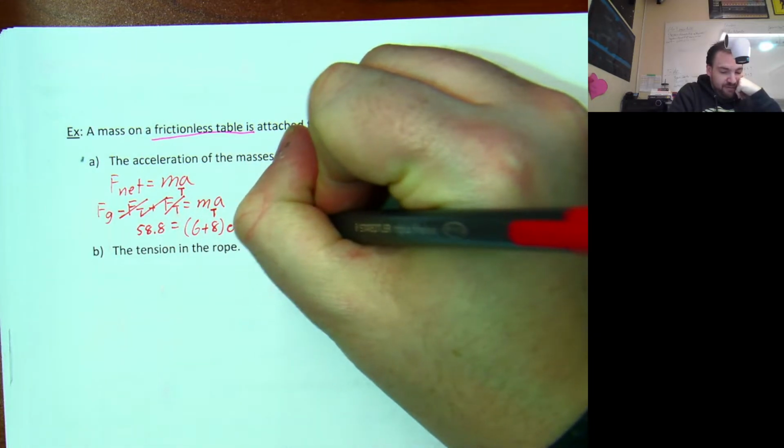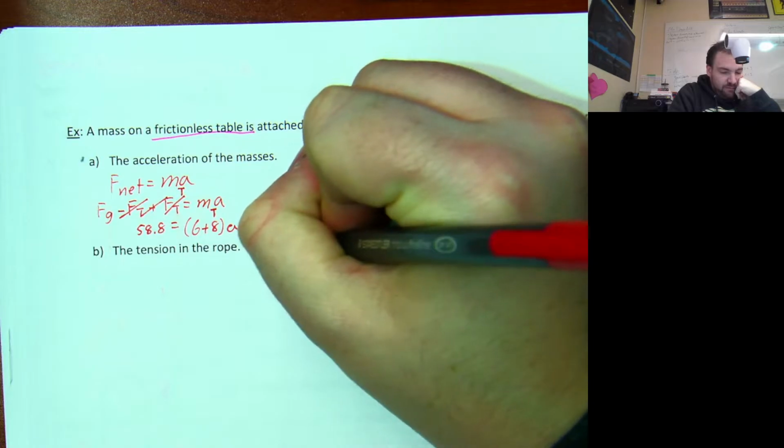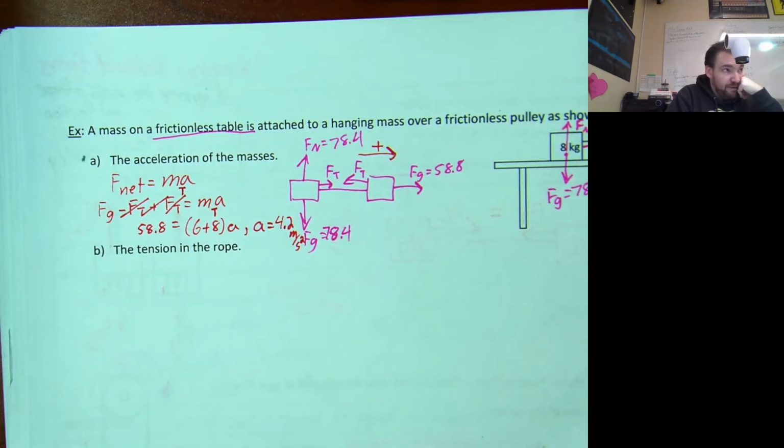Is it exactly 4.2? Cool. Thank you. So we've got an acceleration of 4.2 meters per second squared. And now I want to find the tension in the ropes, or in the rope, rather. There is only one.